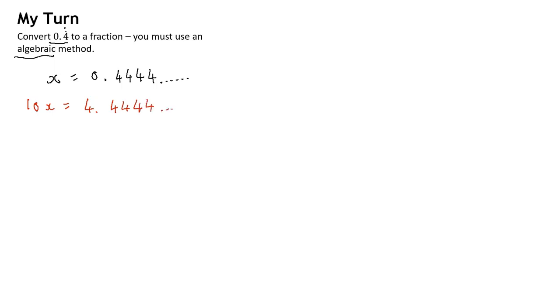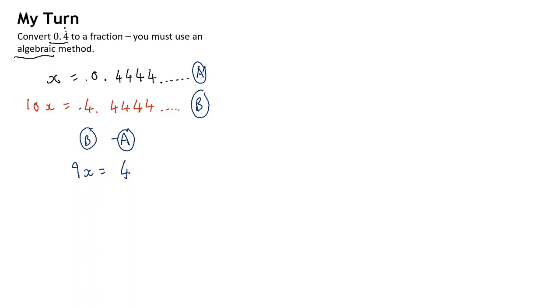4.4444, etc. Now, with these two equations, you don't have to label them. I'm going to label them because it might help to make sense of what's going on. This is equation A and this is equation B. If I do equation B subtract equation A, look at what happens. 10x subtract x is 9x. And then 4.4444 take away 0.44444 is just 4. So now I've got 9x equals 4.